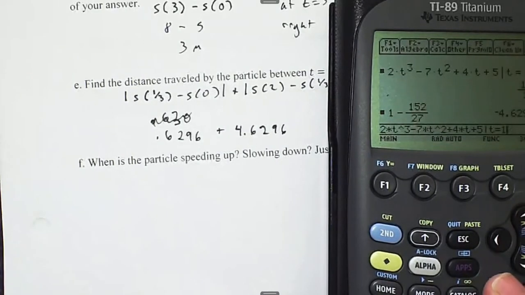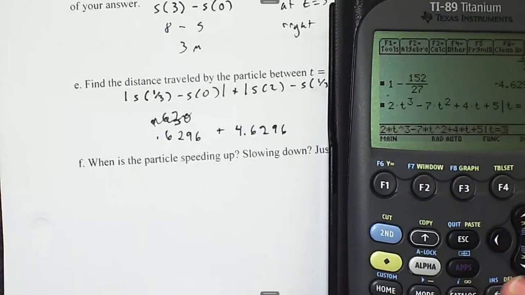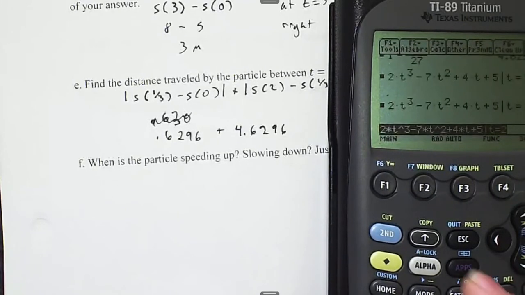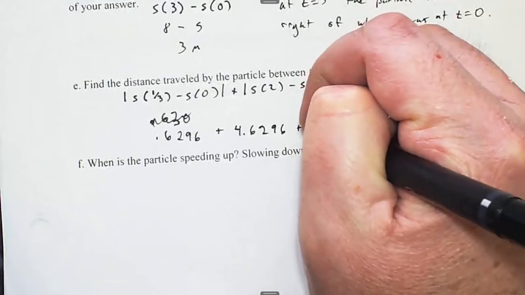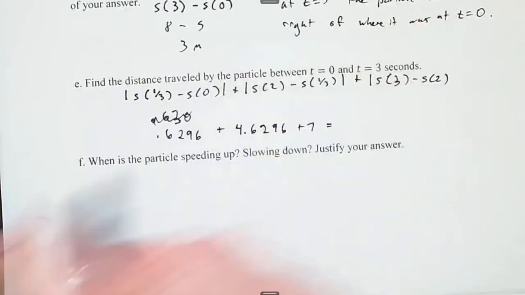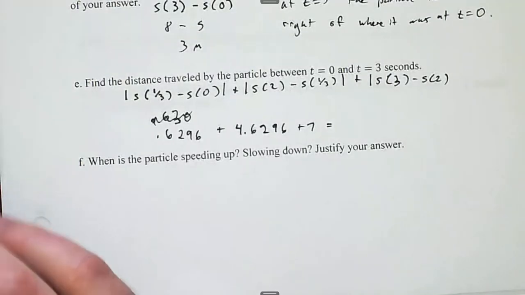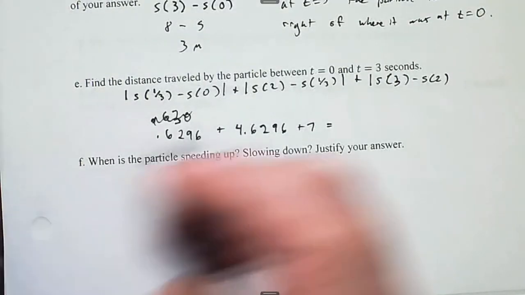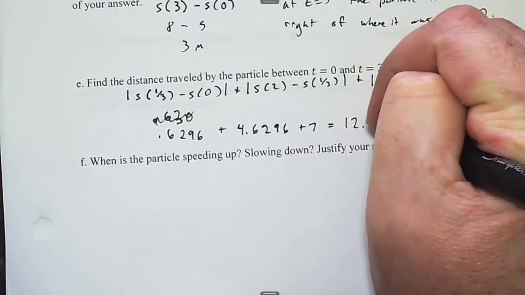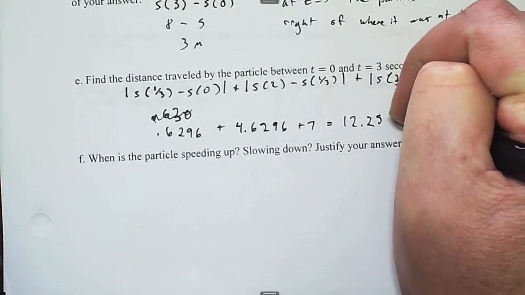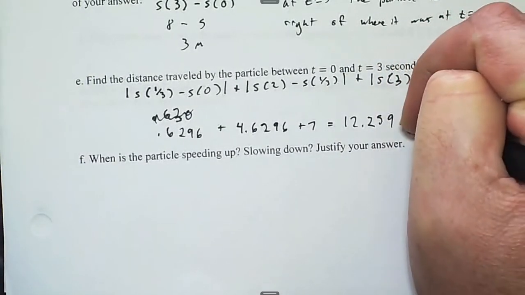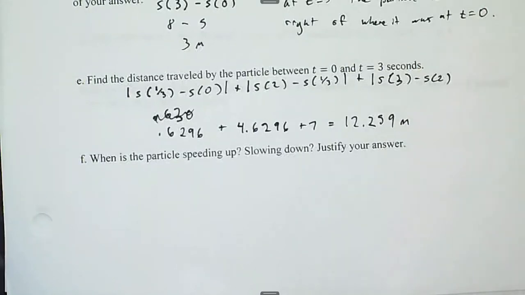So S of 3. And then we'll do 2. So that's 8 minus 1 is 7. Then we'll add all those up together and get 12.259. And my units for distance is meters. That's the distance that the particle traveled.